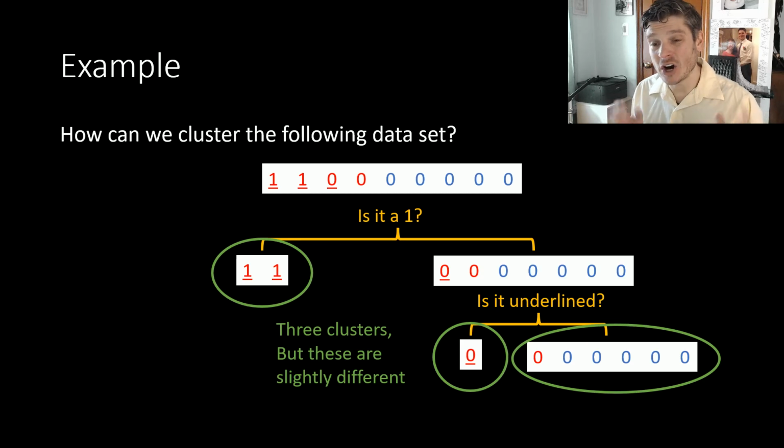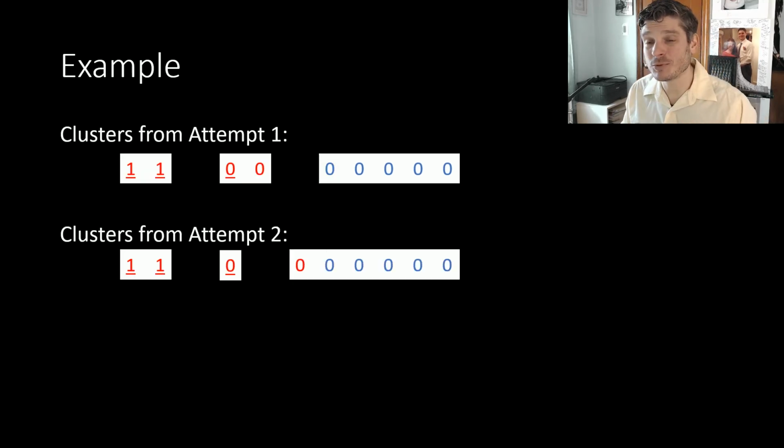And now I have underlined and not underlined. So now I have three clusters again. But if you notice, these are slightly different. My clusters from attempt 1 and my clusters from attempt 2, again, they're definitely similar. And actually, we see the same cluster that showed up in both analyses. And if the same cluster shows up in multiple analyses, that's probably a very good cluster. That means that group is definitely distinguished from the rest of the objects. That cluster has been fairly well defined.